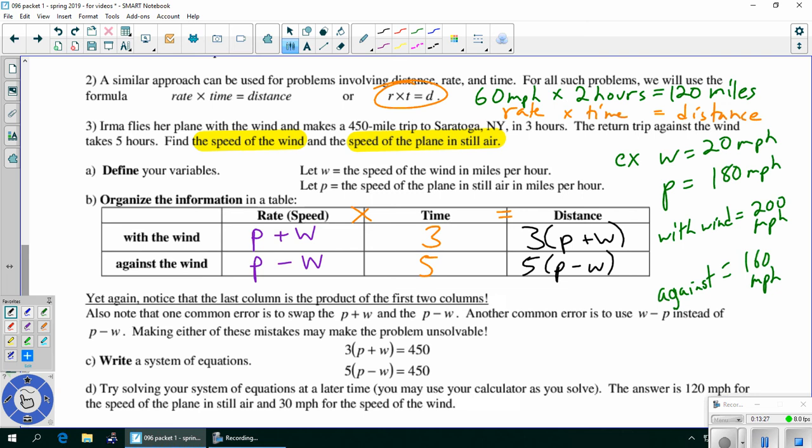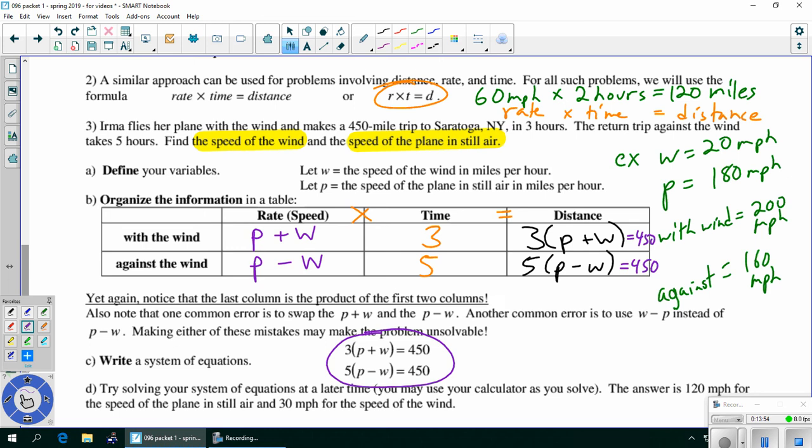Okay, and now we finally get to use this 450. It's a 450-mile trip, so that means that in this last column, which was the distances, is equal to 450. When you go with the wind, you cover 450 miles. But when you return, it's the same trip, so it's the same 450 miles. So those are our two equations written right down there. No row for the total.